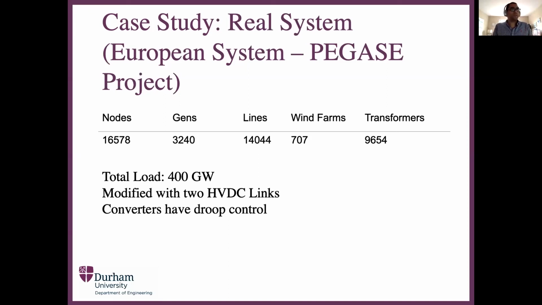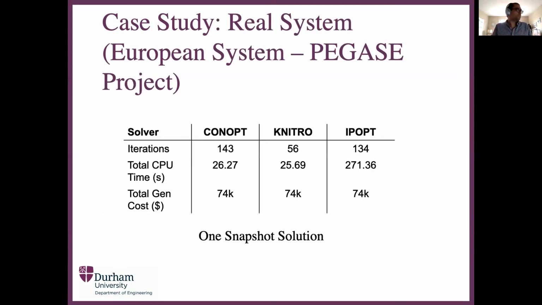And the point of this one was basically to test the model and see how it behaves. And we used 3 different optimization solvers to solve one instance of optimal power flow for this entire system without any approximations and with those HVDC links embedded. And these are the results that we get. So we used 3 solvers, CONOPT, KNITRO, and IPOPT, and these are different types of nonlinear solvers that you can use.